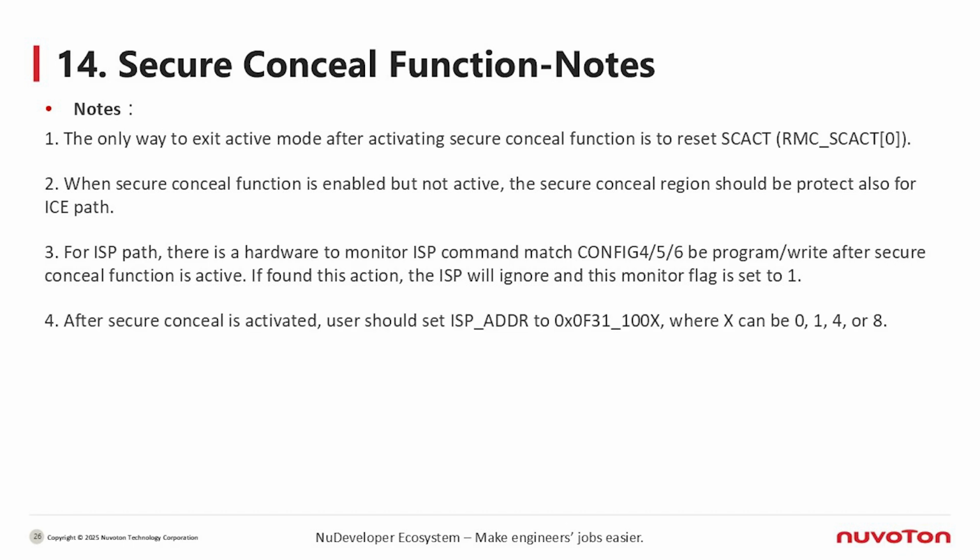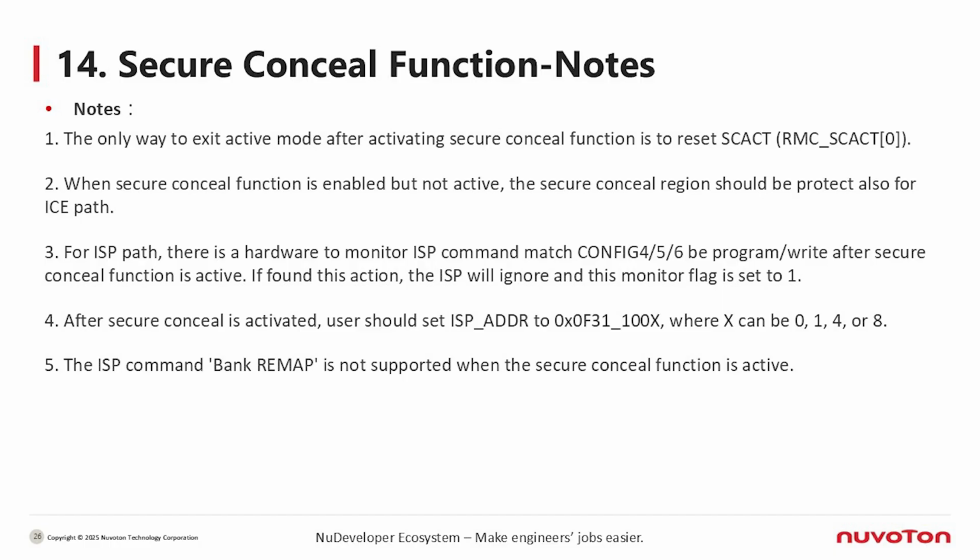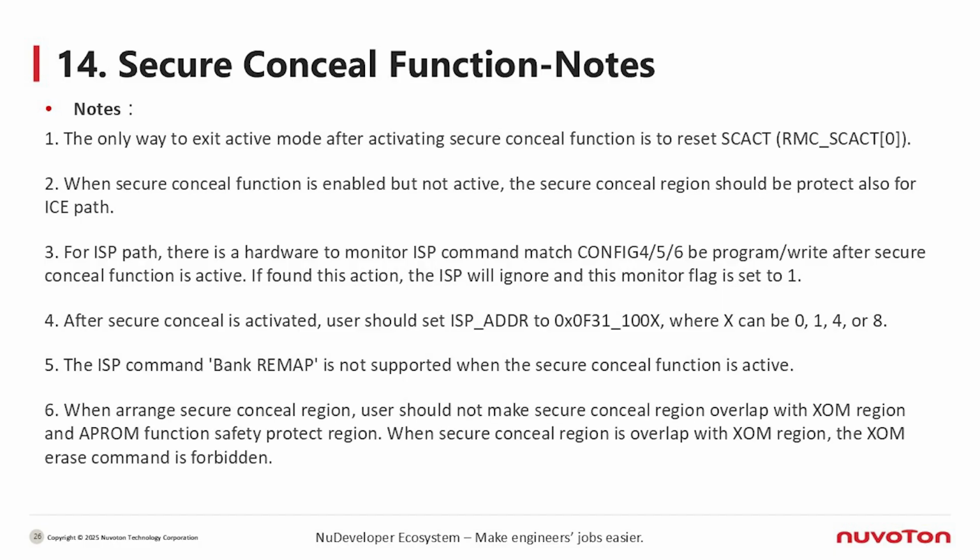4. After secure conceal is activated, user should set ISP address to 0x0f31100x, where x can be 0, 1, 4, or 8. 5. The ISP command bank remap is not supported when the secure conceal function is active. 6. When arranging secure conceal region, user should not make secure conceal region overlap with XOM region and APROM function safety protect region. When secure conceal region is overlapped with XOM region, the XOM erase command is forbidden.